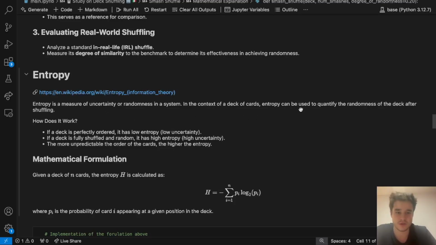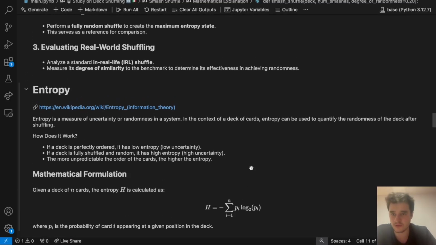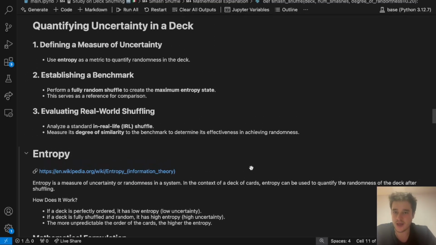So for example, in the context of cards, if a deck is perfectly ordered, it has low entropy, but if it's fully shuffled, it has high entropy. And in this context, since it's log 2, it's measured in bits, but there are all kinds of ways that you can apply entropy. And this is the measurement we decided to use. And so the idea was, okay, we have entropy as some sort of measurement of randomness.